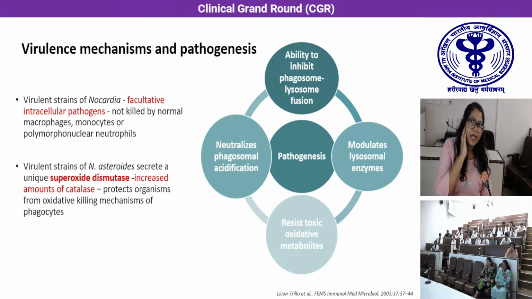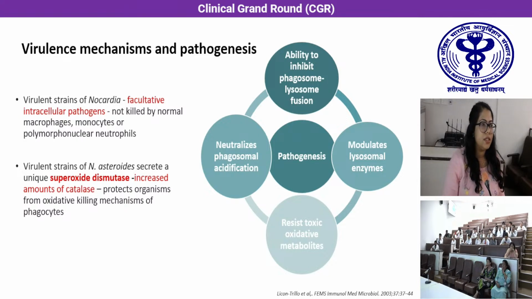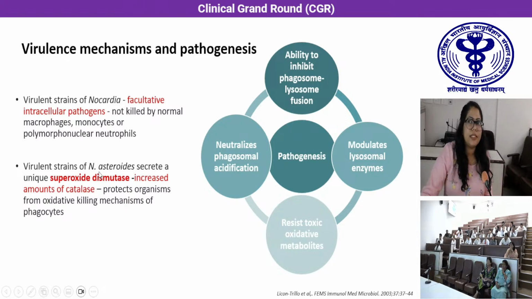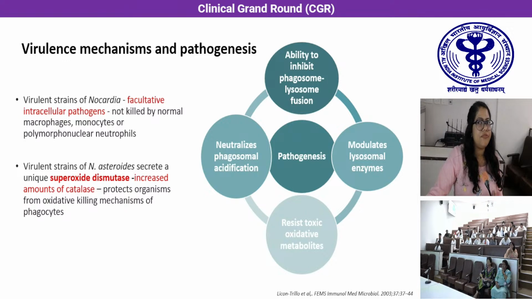So coming to the virulence mechanism of Nocardia, they are facultative intracellular pathogens, and they have various mechanisms by which they can evade the immune mechanisms. They have an ability to neutralize the acidic pH within the phagosome, and they also inhibit the fusion of phagosome and lysosomes. Also, they have an ability to resist toxic oxidative metabolites. Especially in the case of Nocardia asteroides, they secrete a unique superoxide dismutase and a large amount of catalase. So this catalase will protect the organism from oxidative killing by phagocytes.